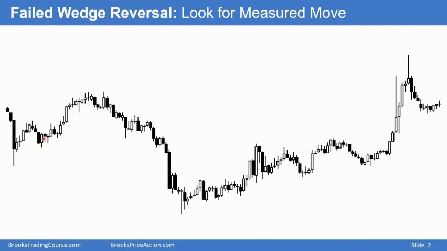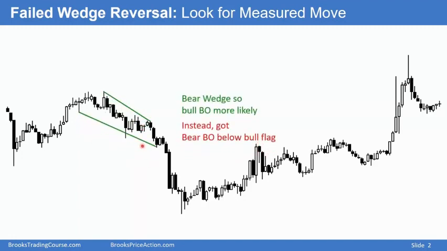We have a bull trend here and then a pullback, and it might be a wedge. 1, 2, 3, wedge bull flag, and it tried to break to the upside, and it tried to break to the upside again a second time. A wedge bear channel, and therefore a bull flag, and it's more likely to get a bull breakout. Instead, look what we got. We got a bear breakout here and an even stronger bear breakout here. So here we're getting a bear breakout below a bull flag.